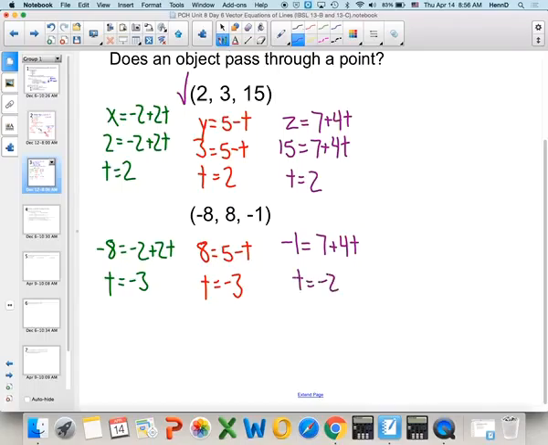So, do we hit this point? No. Alright? No, we don't hit that point because not all the times are the same. If they were, we would have hit the point. But in this case, we were at the right x and y position, but maybe too low or too high. Okay, here's the thing, we're shooting at it, and we missed, okay?